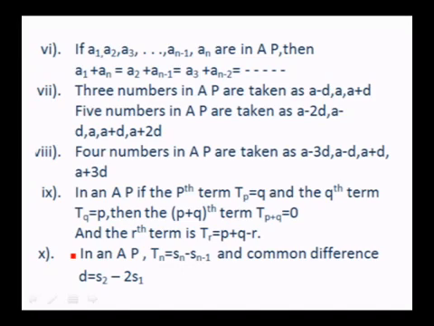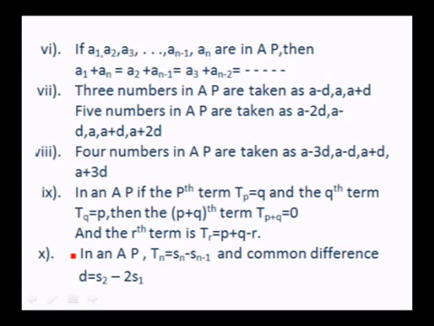Next, whenever you need to take 3 numbers in an AP, better you take them not as a, a plus d, a plus 2d. Better if you take a minus d, a, a plus d, because it will be helpful to solve the problems whenever the sum is given. Whenever you need 5 numbers in AP, you can take them as a minus 2d, a minus d, a, a plus d, a plus 2d. Suppose you need 4 numbers in AP, then we actually jump. We take the common difference as 2d and not as d: a minus 3d, a minus d, a plus d, a plus 3d, because when you take the sum, it will be 4a like that.